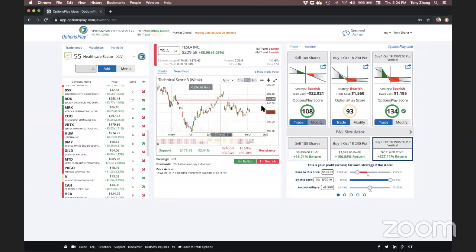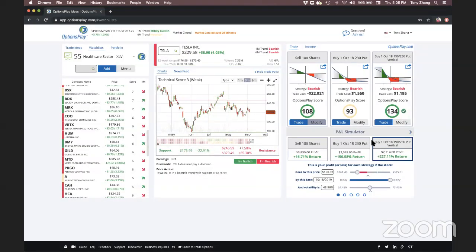Kev, is resistance calculated by your software? Yeah, so not only do we calculate the resistance, we actually display it to you on your screen. So you can actually move your mouse and see where that support and resistance level is on your charts.